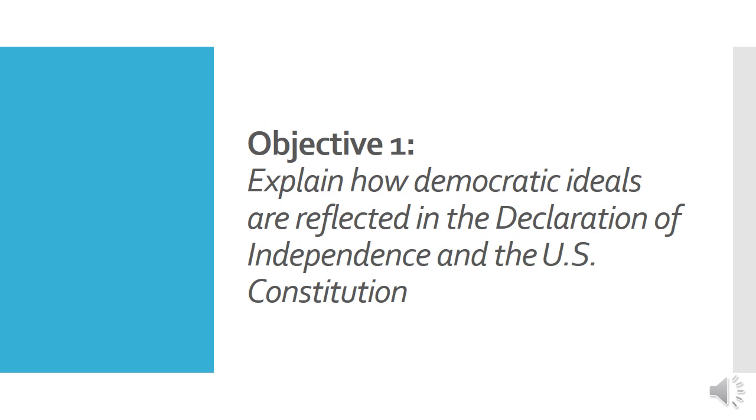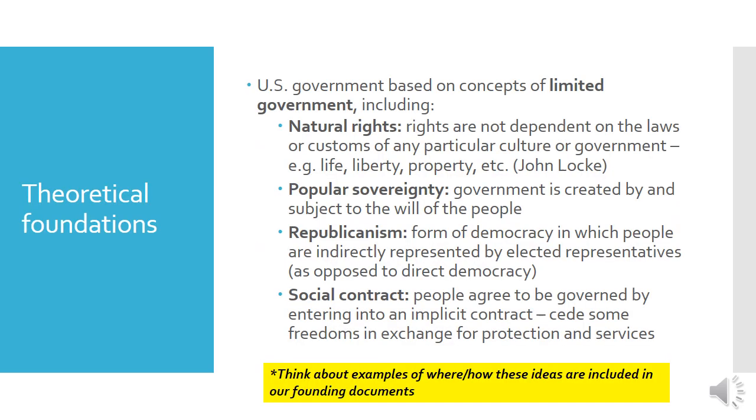So our first objective, and I'm taking all these elements directly from the AP syllabus. I'm trying to boil things down to exactly what they have required you to know for the AP exam. So first objective of this section is explain how democratic ideals are reflected in the Declaration of Independence and the U.S. Constitution, obviously 2 of our most important founding documents.